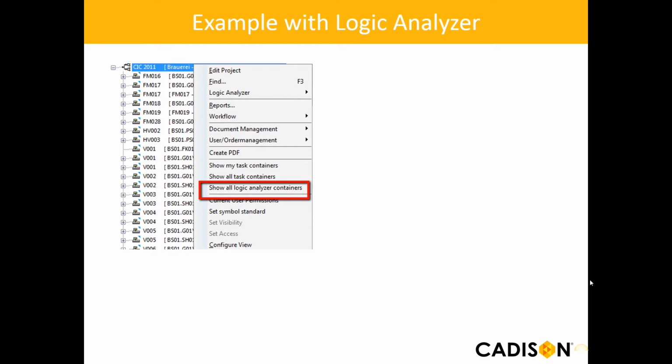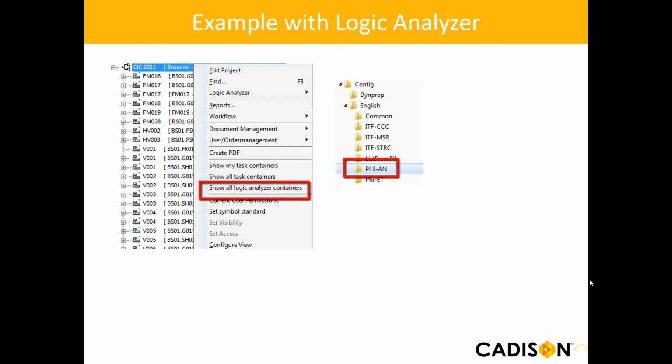Well, let's see how we can implement these changed forms into our daily work with CADISON. As an example, we will use the Logic Analyzer functions. Logic Analyzer container can be opened by right-click on the project's root. But how to create a new container if none exists?